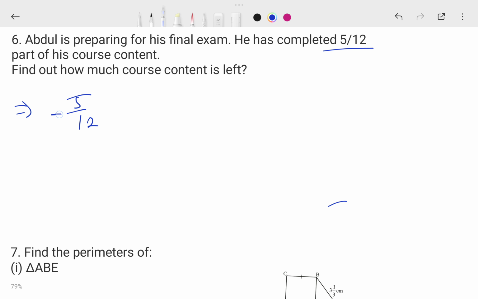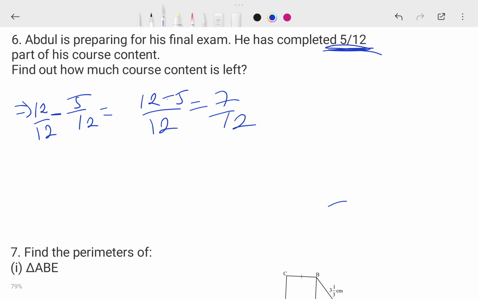Now write here 12, directly 12, and here write 1, because we know that we have to write it like that. When you take the LCM, it is going to be 12. We have to write 12 by 12 only, because the last is 12, so it is going to be 12. In 12 it's going to be 12 only, so minus 5. So the answer is 7 by 12.